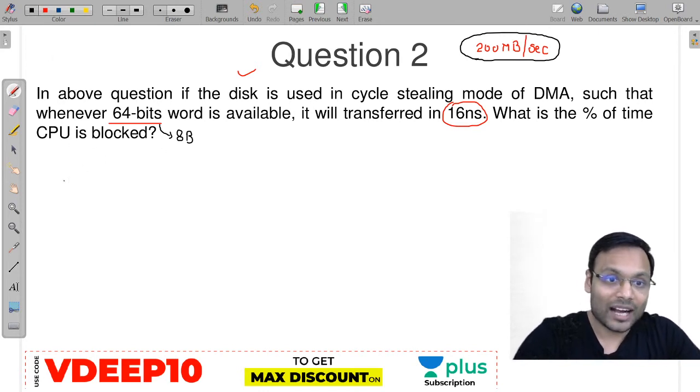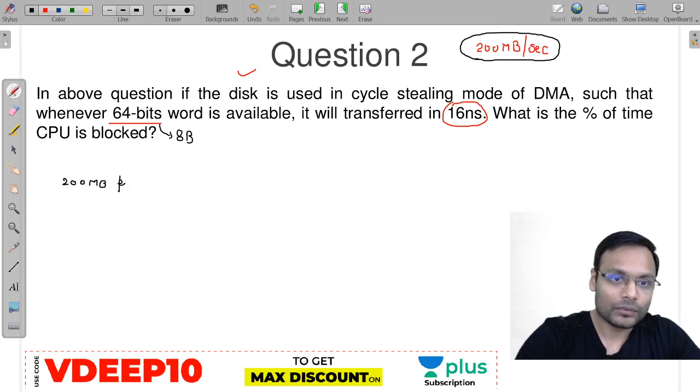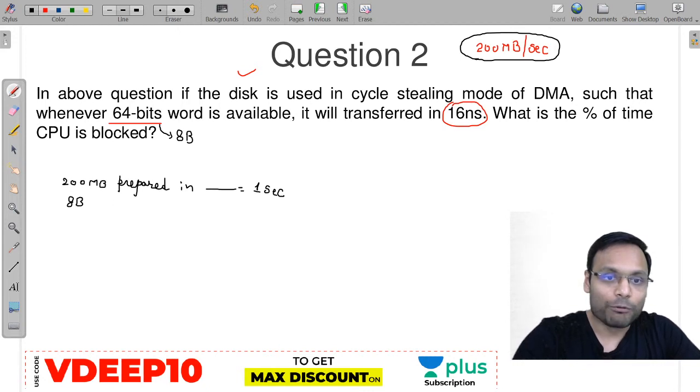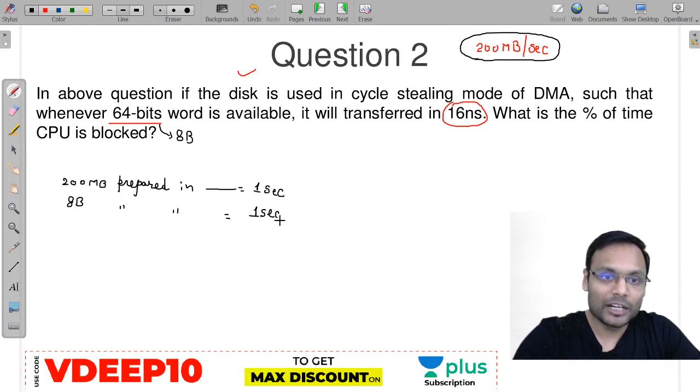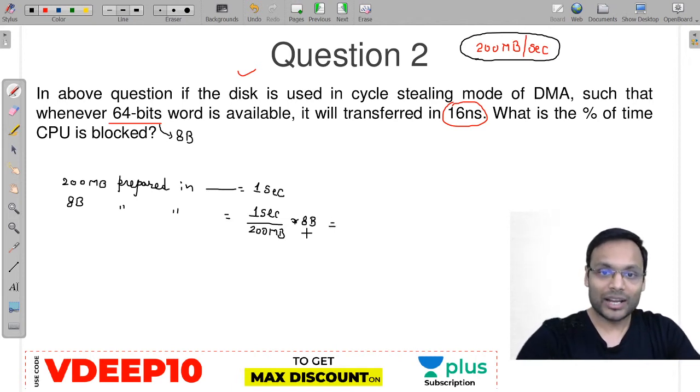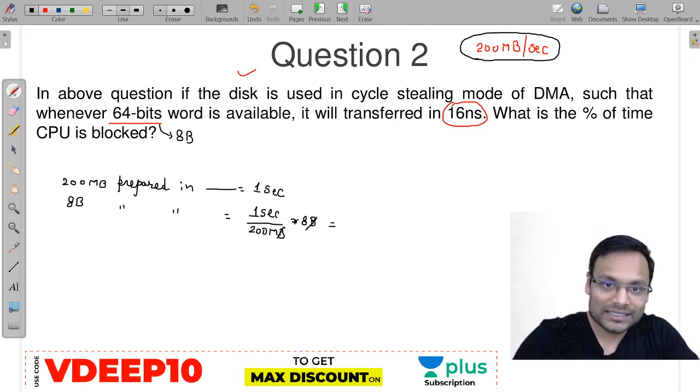Let's see. So I can write down that my disk will prepare 200 megabytes in how much time? In the time of 1 second. In that case, if I want to know how much time the disk takes to prepare 8 bytes, it is 1 second divided by 200 MB into 8 byte. I guess this will be clear. So byte to byte cancelled. Mega will go up to micro. It becomes 8 divided by 200 microsecond.